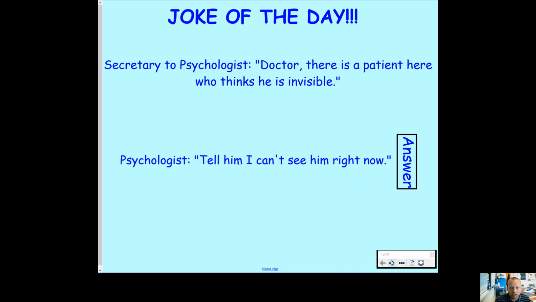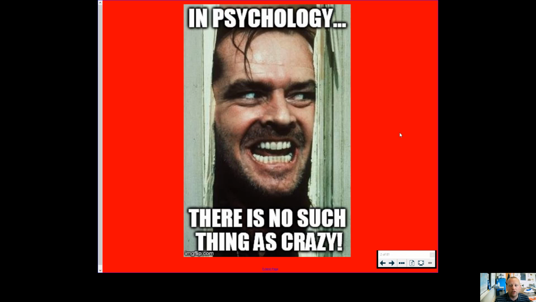One of the things I want to hit on early here, though, as we go through, is that in psychology, there's no such thing as crazy. This is the Here's Johnny scene from The Shining, but we don't use the term crazy if we're going to describe somebody. And that's going to be so important as we go through the year. That is not a psychological diagnosis. Therefore, we try to avoid using it at all costs in our class. And in the past, it hasn't been an issue, and we've done a really good job with it.